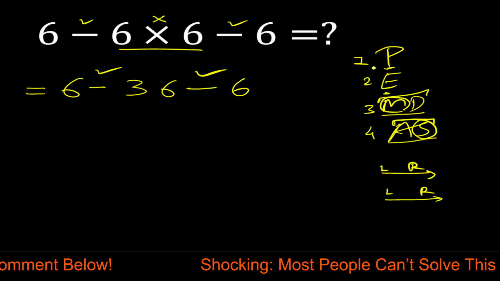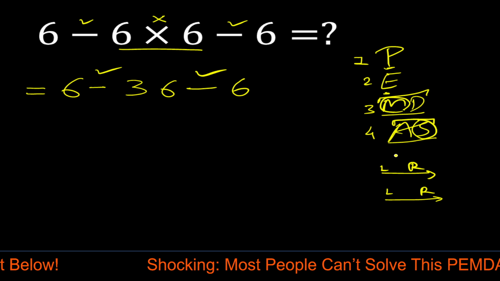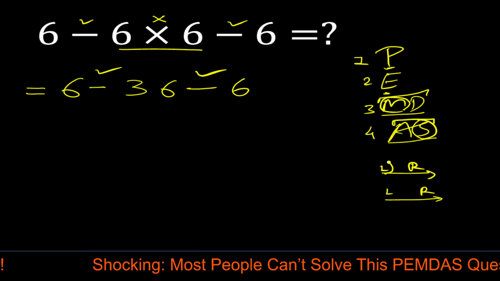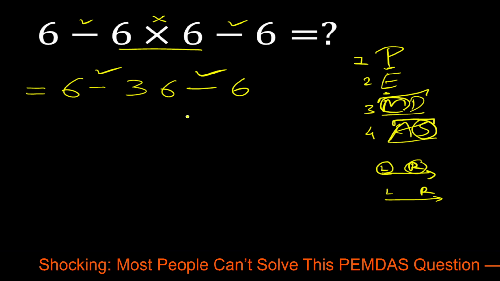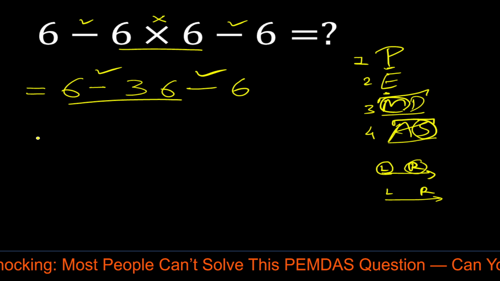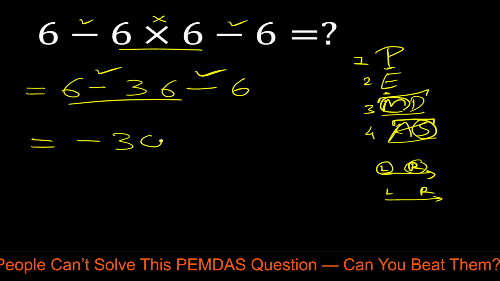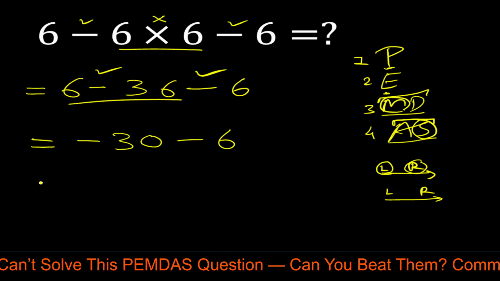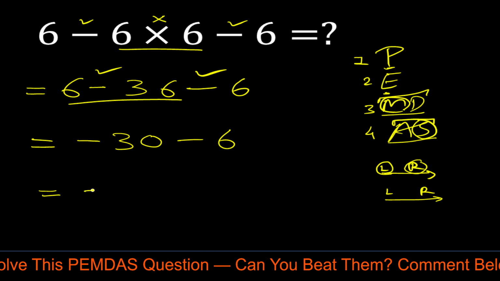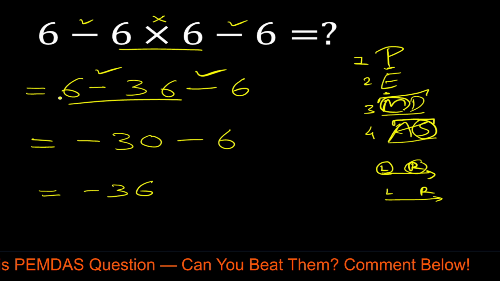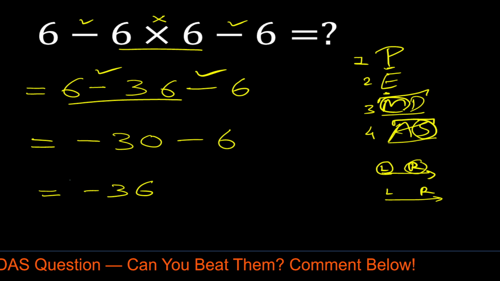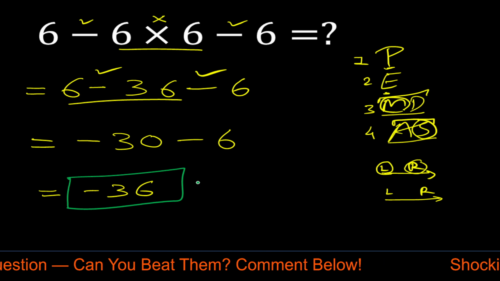Now here we have subtraction and here subtraction. And both have equal priority, so we have to solve it from left to right. So first we have to solve this subtraction. So 6 minus 36 is equal to minus 30, minus 6. So minus 30 minus 6 is equal to minus 36, right? So the correct answer is minus 36.